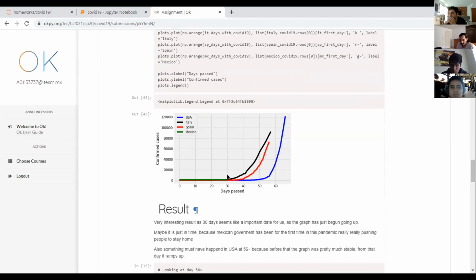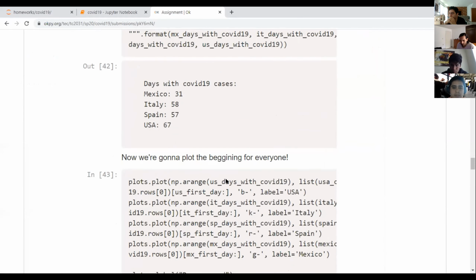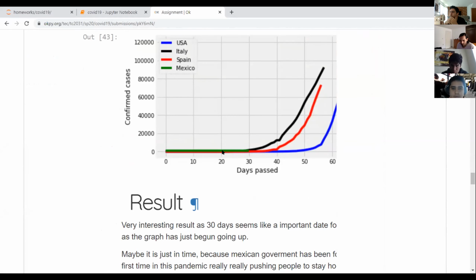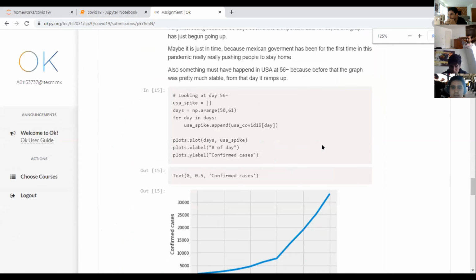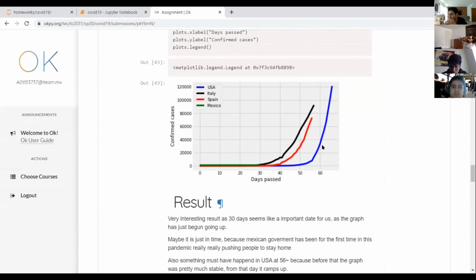Mexico is about a month into the coronavirus. And as we can see, I don't know if you can, but if we zoom in, there is a little bit of a curve being generated on this day, a month after the first case was confirmed. And there's also another interesting point around here, the 56th, 57th day in the United States, where it seems that it passed from a curve to an almost straight line to the top.